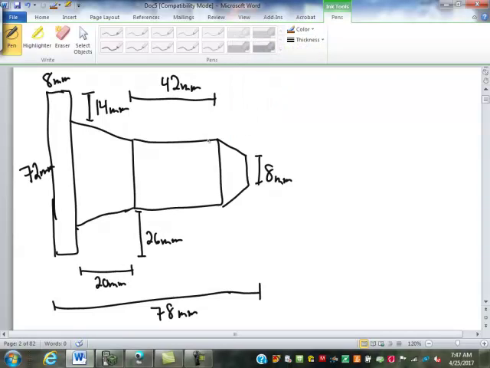I want to find angles A, B, C, and I want to find the total volume. This is a turned piece. So pretend it looks symmetrical.